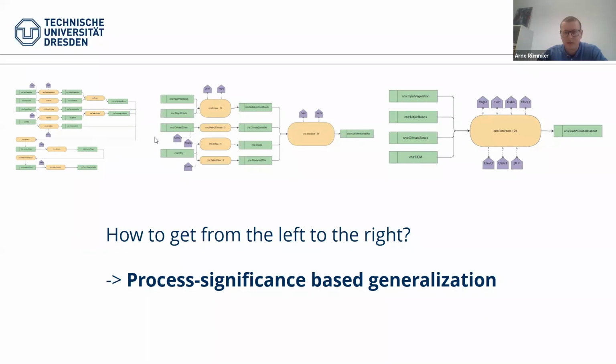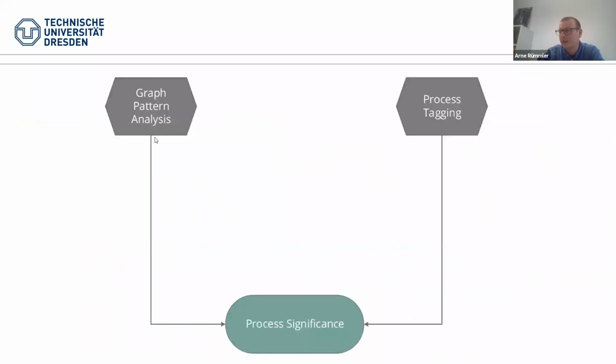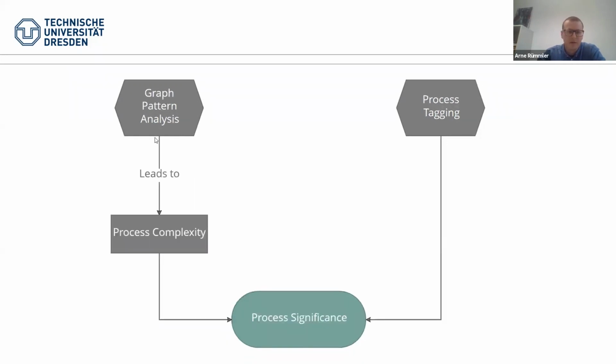But of course, first we need to calculate the significance of each process in some way. And I do it with a 2-pronged approach. On one hand, we analyze the graph patterns around each process, and on the other hand, we tag the processes with geospatial categories that belong to the operation. So let's start by introducing the left part, the graph pattern analysis.